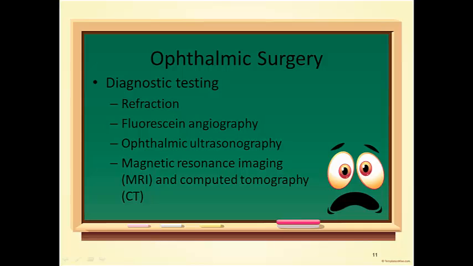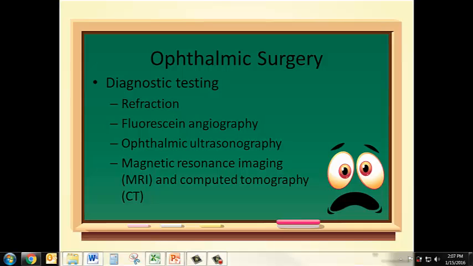Ophthalmic ultrasound is used to measure the density of eye tissues, and MRI and CT are used to evaluate orbital and intracranial structures.